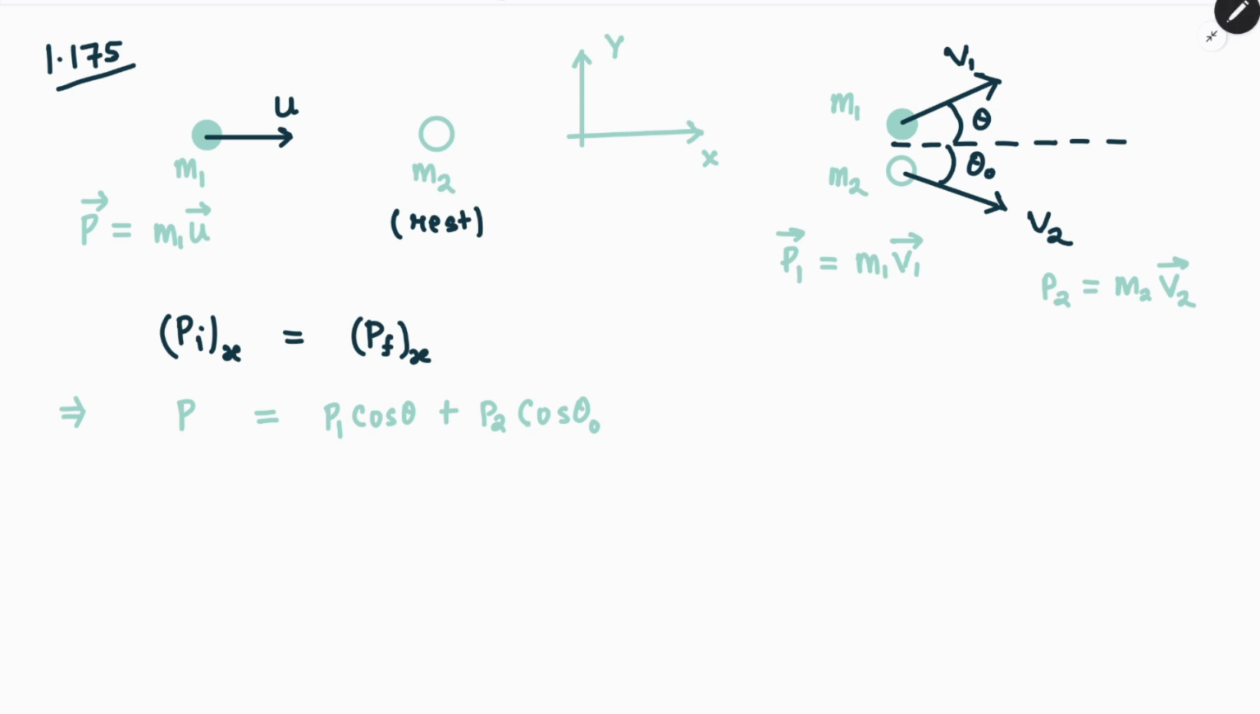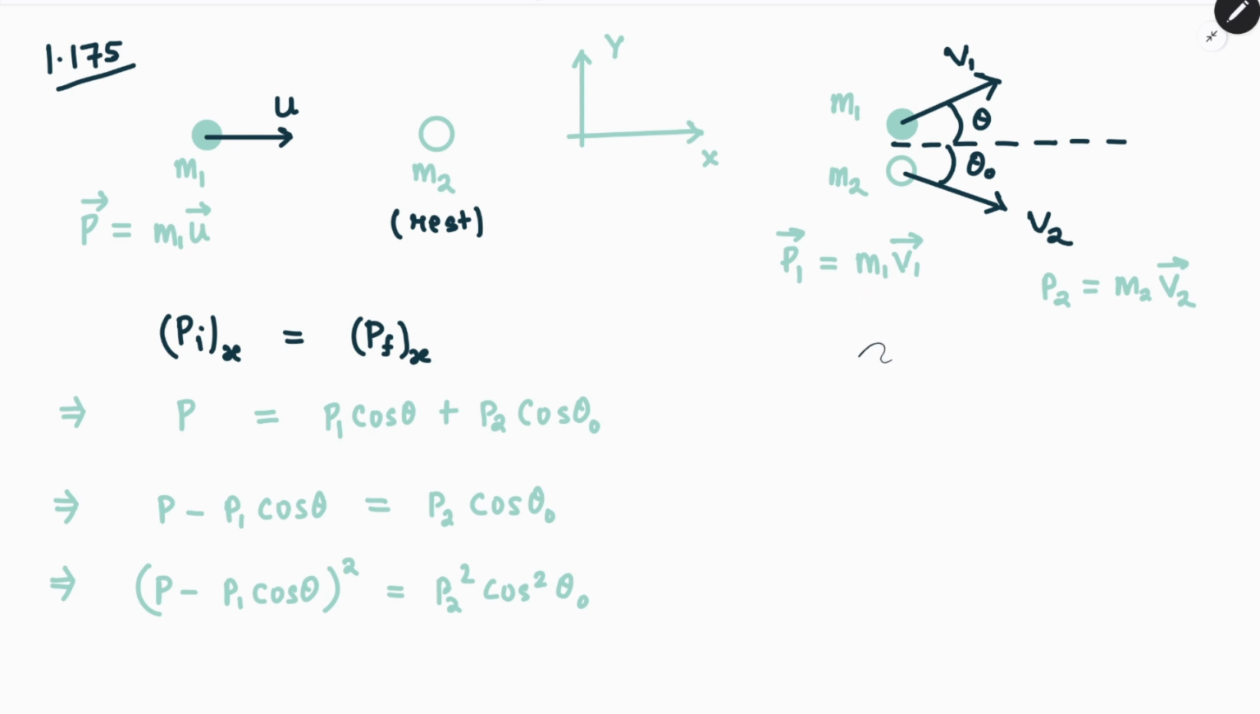And we have an equation like this. So if we isolate cos theta naught, we can rewrite this expression as p minus p1 cos theta is equal to p2 cos theta naught, and if we square this expression, then we have p minus p1 cos theta, all squared, equal to p2 square cos square theta naught.